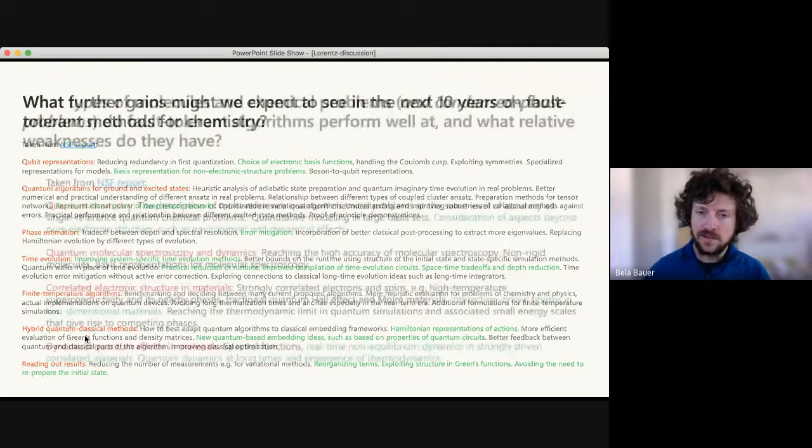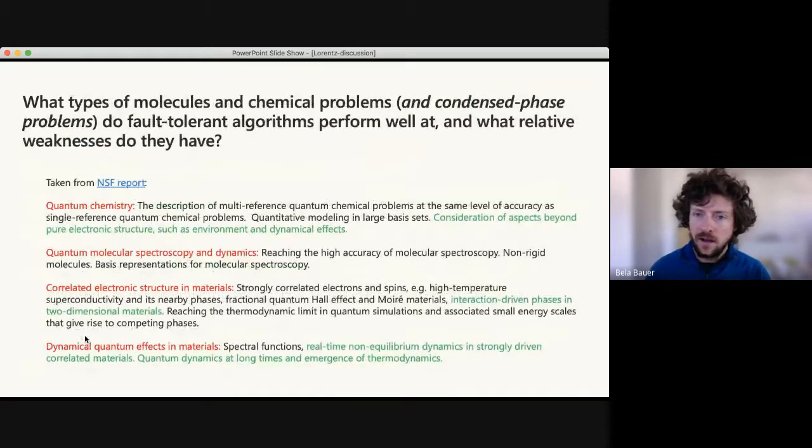There are two slides like this. There's another slide on what types of molecules and chemical problems, and also condensed matter problems, these algorithms perform well at. So I just put these bullet points up here, and if people find something that jumps out at them, we can follow up on that.